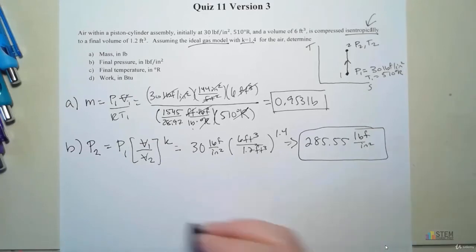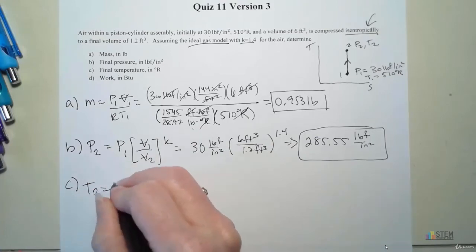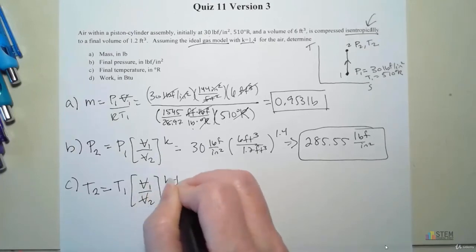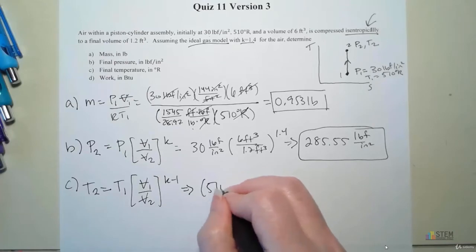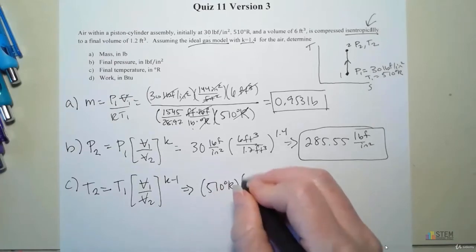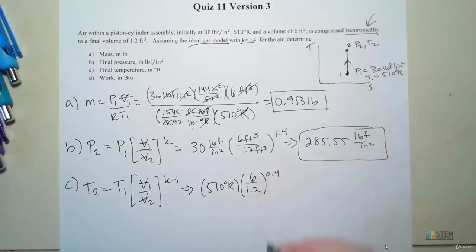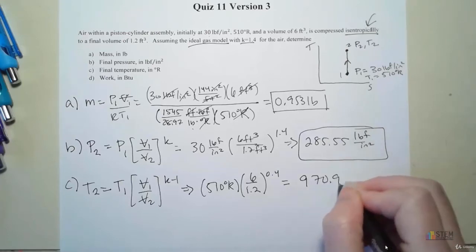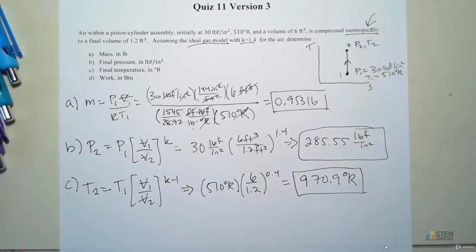Now let's find temperature. That relationship here will be T2 equals T1 times V1 over V2. Now you got K minus 1 as your exponent. Plug in your values. 510 degrees Rankine for T1 times 6 over 1.2. 0.4 ends up being the exponent. That's going to give you a T2 of 970.9 degrees Rankine. Notice your temperature also went up.